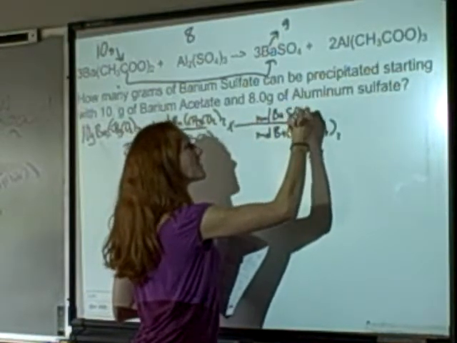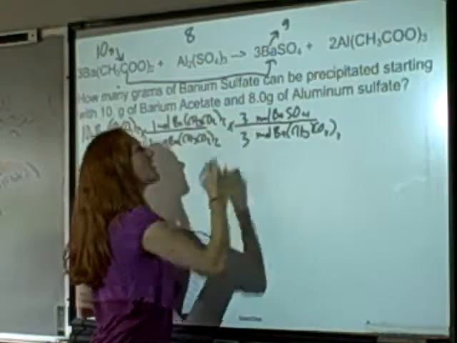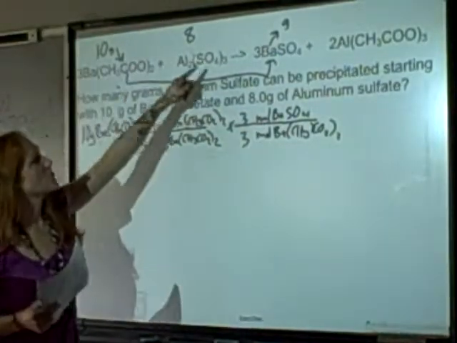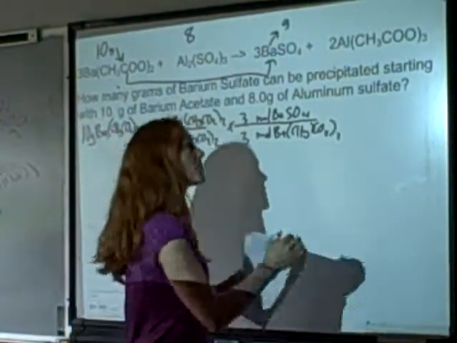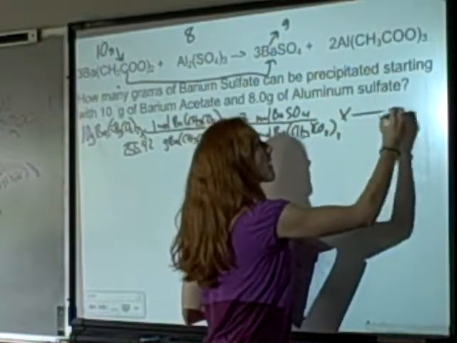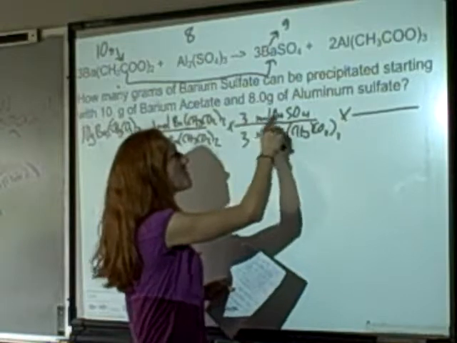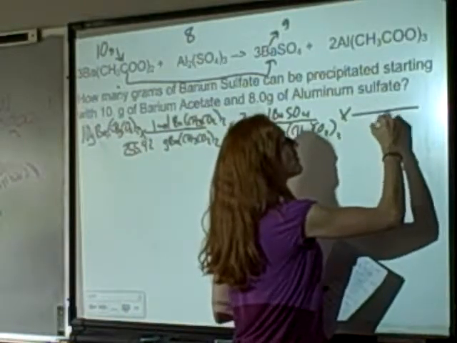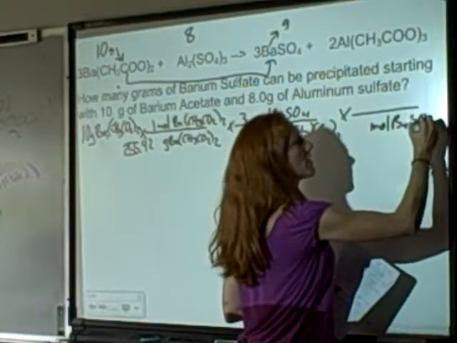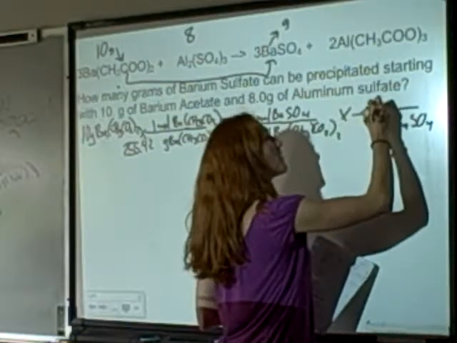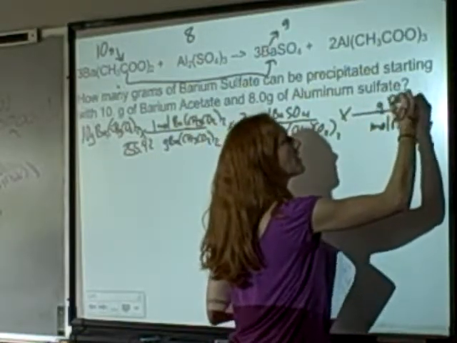Why did I pick acetate? It's so long to write. Okay, so 3 moles of this for every 3 moles of that. That'll tell me how many moles of barium sulfate I'm going to make. And then I want to know how many grams that's going to be. Whew. So the unit I have here, moles of barium sulfate, related to grams of barium sulfate.